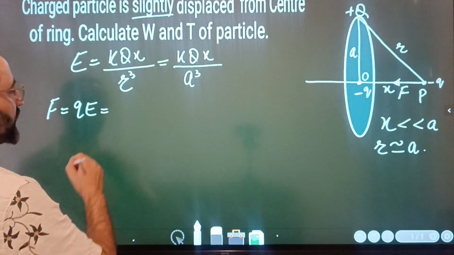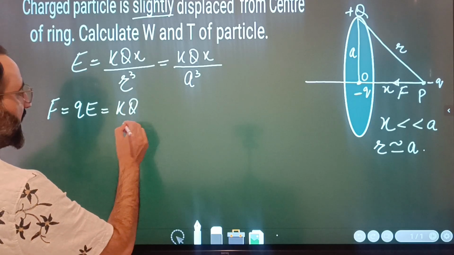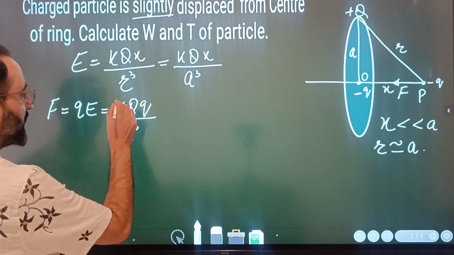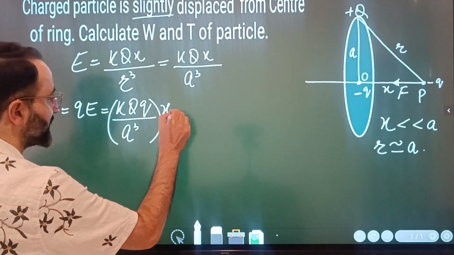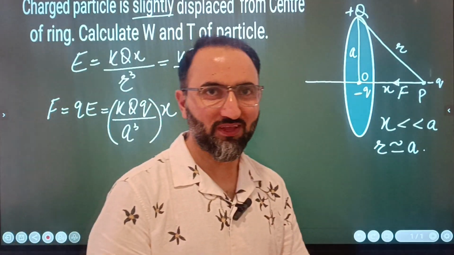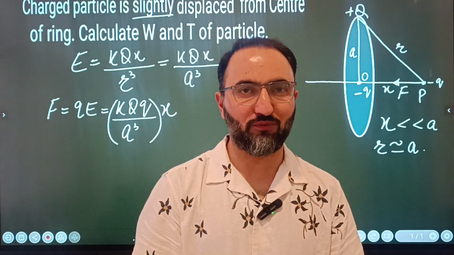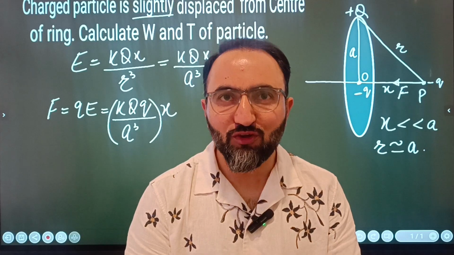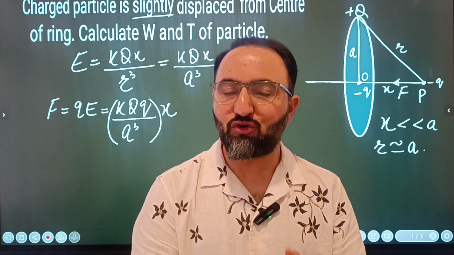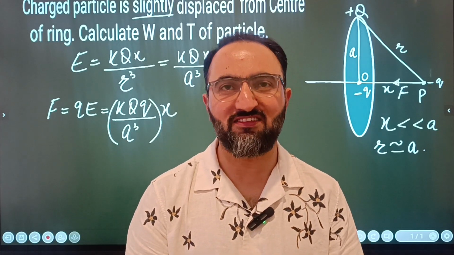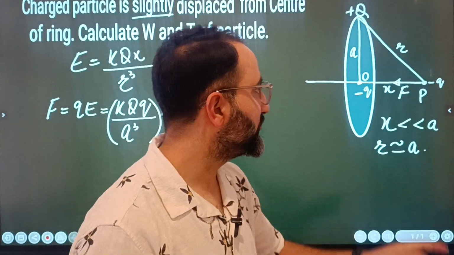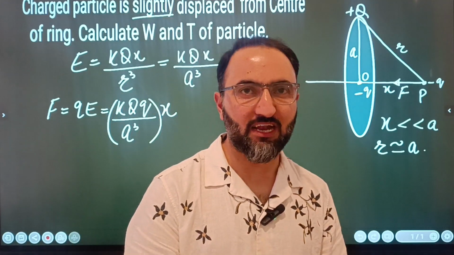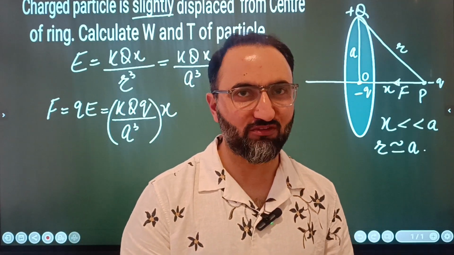Now substitute the value of electrostatic field. It comes out to be K, capital Q, small q, divided by a cube, multiplied by x. Now see, there's the second good news for you, and that is this force is a linear function of displacement, and that's actually what we want. This force must satisfy two conditions. Number one is that it must be directed towards the mean position. It is directed towards the mean position. Number two is that it's a linear function of displacement.